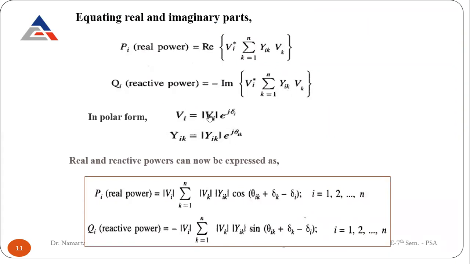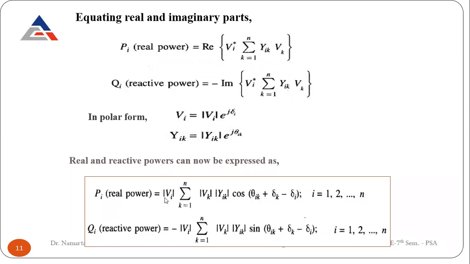Now, in the polar form, it can also be written as Vi equals magnitude of Vi e raised to power j delta I. What is delta? Delta is the voltage angle. Here V is the magnitude, and similarly Yik we write as magnitude of Yik e^(j theta). Theta is the angle for the admittance. And these equations can now further be written as this one.